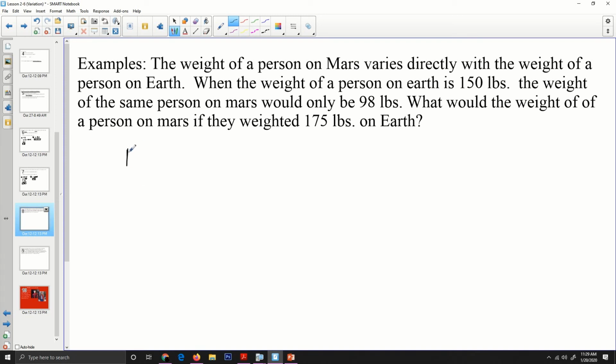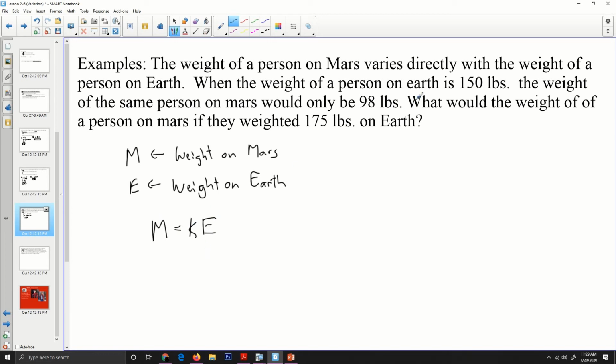So we're just going to go, M is weight on Mars, and E equals the weight on Earth, and M equals KE. And so we have an instance right here. So 150 and 98. So when a person is 98 pounds on Mars, they weigh 150 pounds on Earth. So K equals 98 over 150.